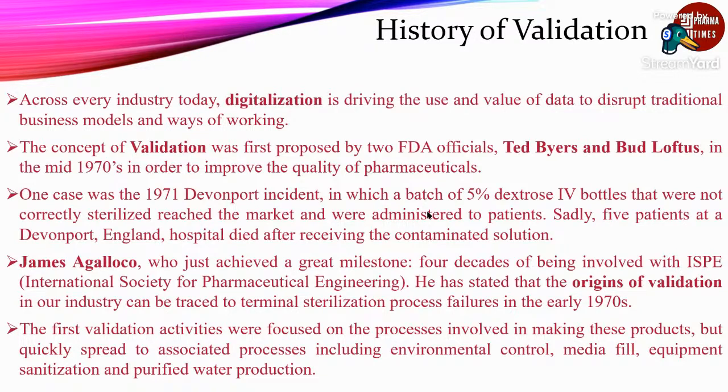Across every industry, we are using digitalization, meaning we are moving from labor work to automated work to reduce the manpower and improve the product, its quality and efficiency. So we are using automated software and computerized systems. The traditional approach is made obsolete by using automated systems.